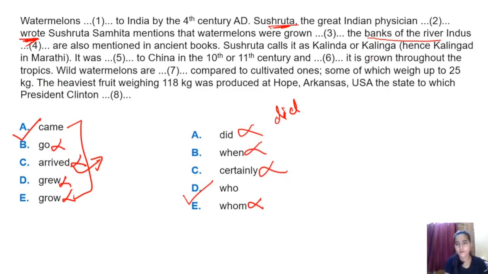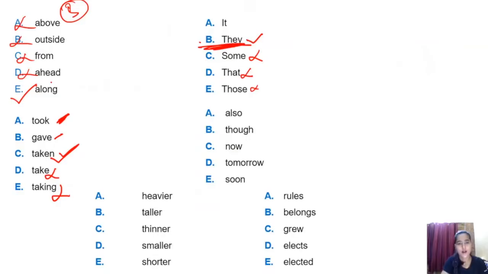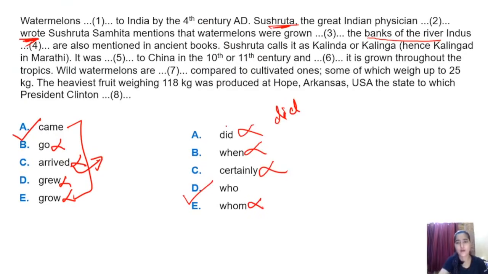Then we have, in the 11th or 12th century and dash, it is grown throughout the tropics. The other options are not making sense. It should be "and now it is grown throughout the tropics."